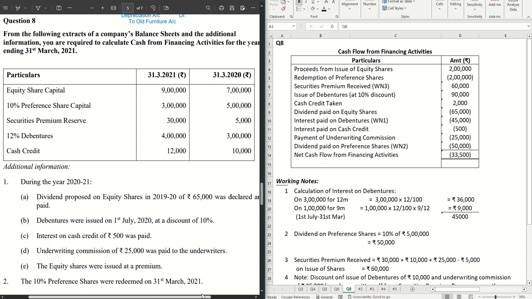And in this video we're going to solve question number 8, which is a cash flow sum. We are required to prepare the cash from financing activities.